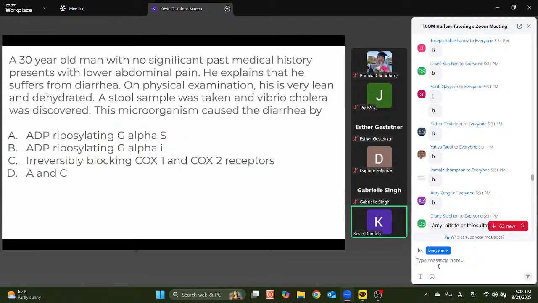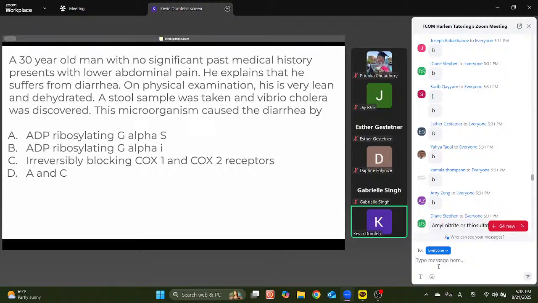No significant past medical history, presents with low abdominal pain. He explains that he suffers from diarrhea. On physical examination, he is very lean and dehydrated. A stool sample was taken, and Vibrio cholera was discovered. This microorganism caused the diarrhea by doing what?